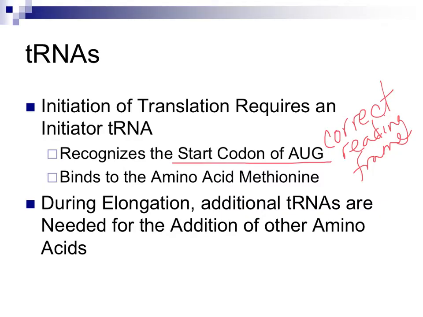Now, during the elongation process, after initiation has started, additional tRNAs for the different amino acids are going to be needed to bring their own particular amino acid to the ribosome where translation is going to happen.